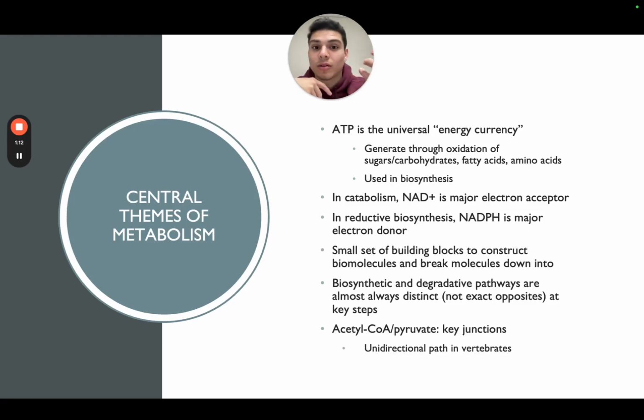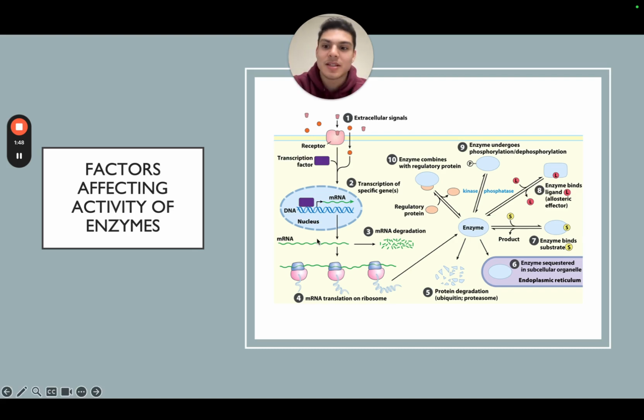So the best example I can give is glycolysis and gluconeogenesis. We know steps 1, 3, and 10, we have to have bypass reactions, and that makes it so that these alternative pathways are not exact opposites. They're very similar though. And then the acetyl-CoA pyruvate spot between glycolysis, Krebs cycle, all these other places is a key junction where it's a unidirectional path in vertebrates, but in invertebrates, we know that they have the glyoxylate cycle. It makes it not unidirectional. So something good to know.